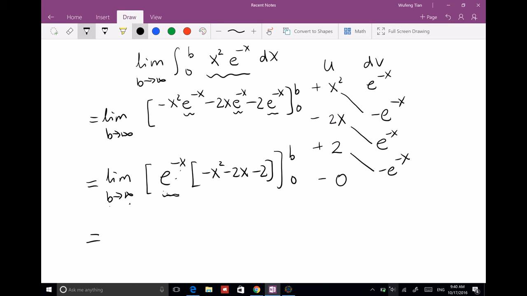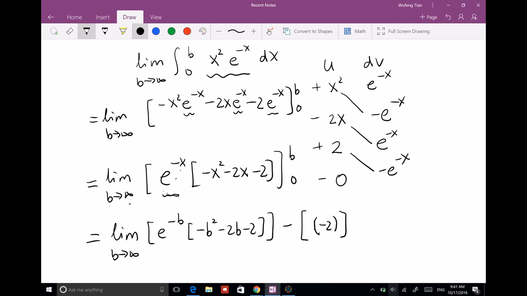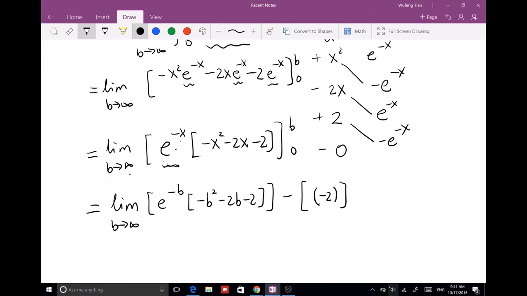So now, what I need to do: b goes to infinity, plug b into here, so it's e to negative b, times negative b squared, negative 2b, negative 2. Minus, plug 0 in: e to the 0 is 1, and the other terms are 0, 0, minus 2, so 1 times negative 2 is still negative 2. Everything is 0 except this negative 2, and the negative 2 becomes positive in the end.